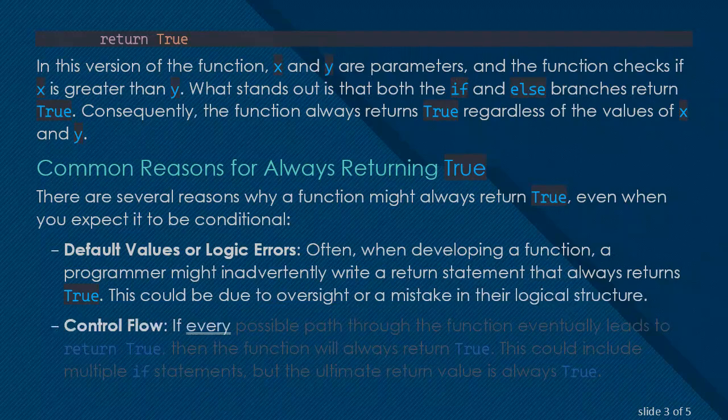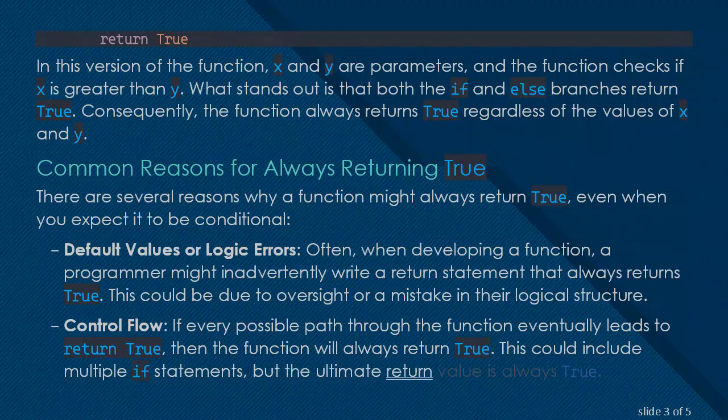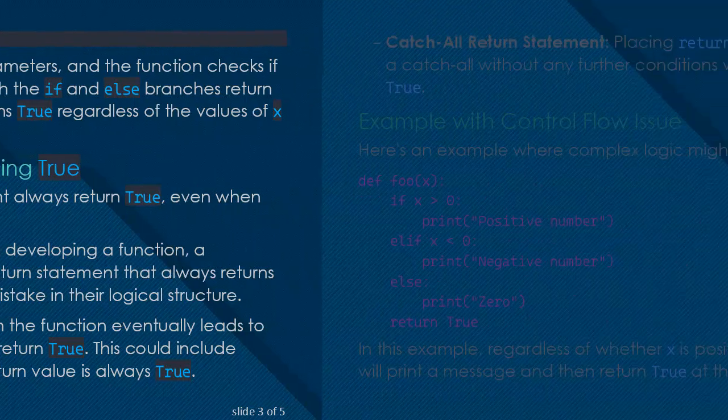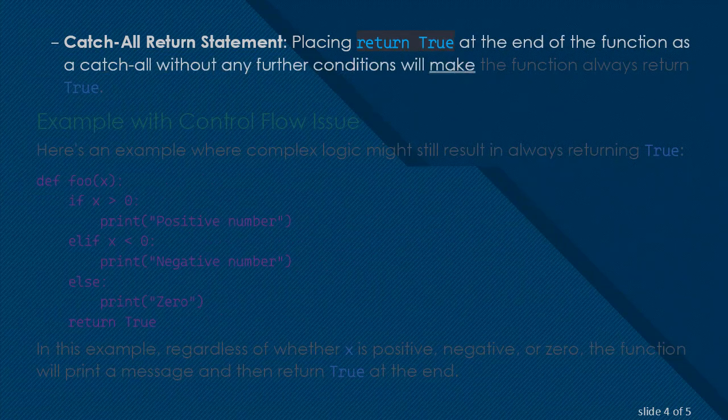Control flow. If every possible path through the function eventually leads to return true, then the function will always return true. This could include multiple if statements, but the ultimate return value is always true. Catch-all return statement. Placing return true at the end of the function as a catch-all without any further conditions will make the function always return true.